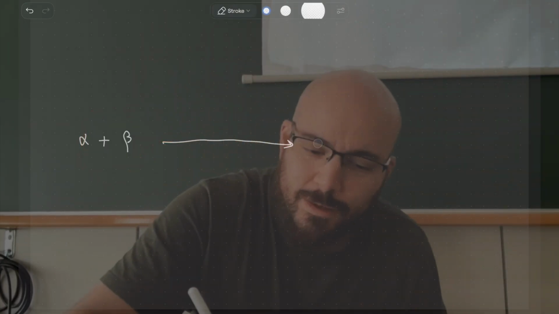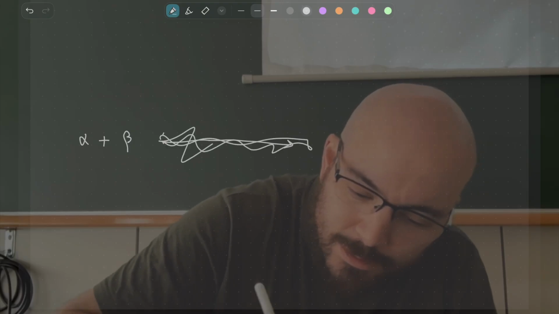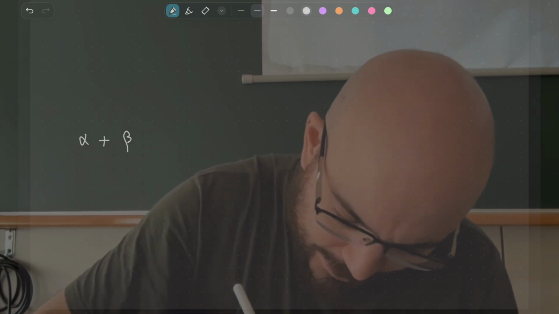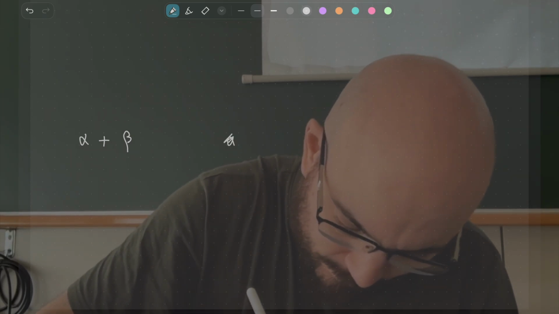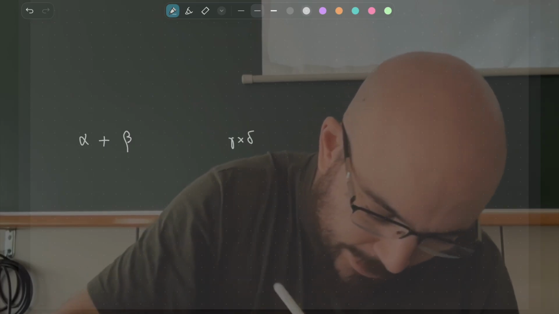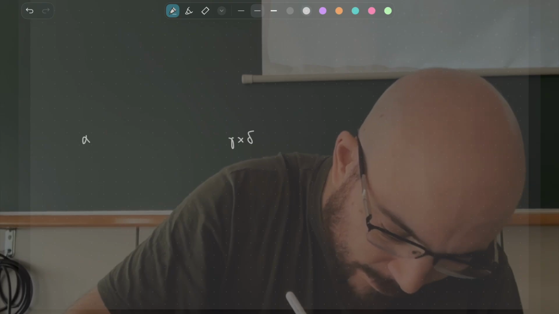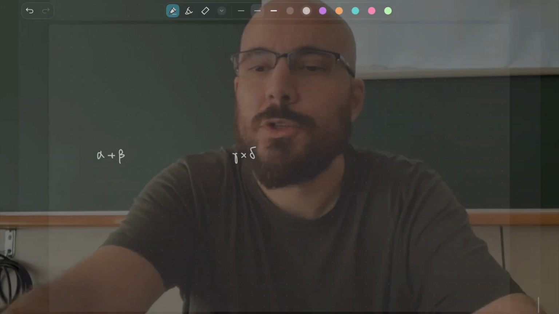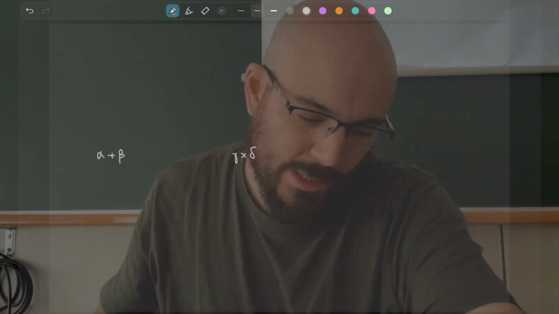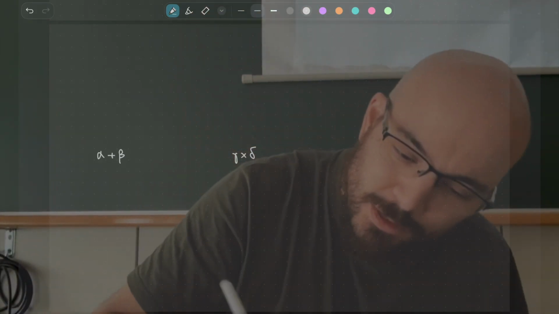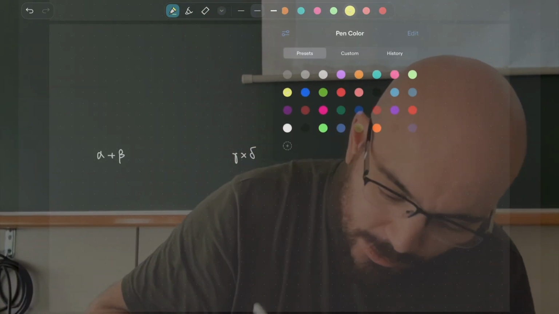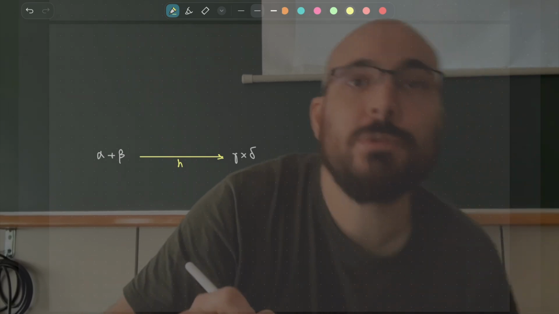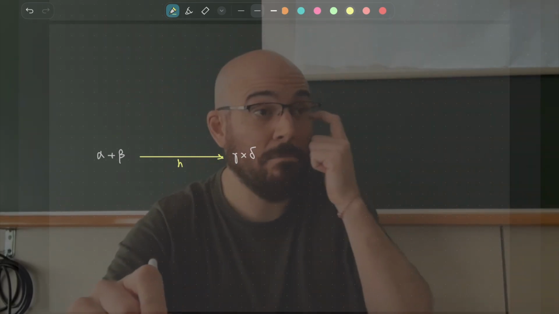Okay, so let's put them together and build an exercise together. Let's say you want to go from here to here, and let's start breaking it down to all the help you can get. So the objective is to go from A plus beta to gamma cross delta. The desired final arrow will be some H arrow here, which I'm hoping to define without getting my hands dirty.